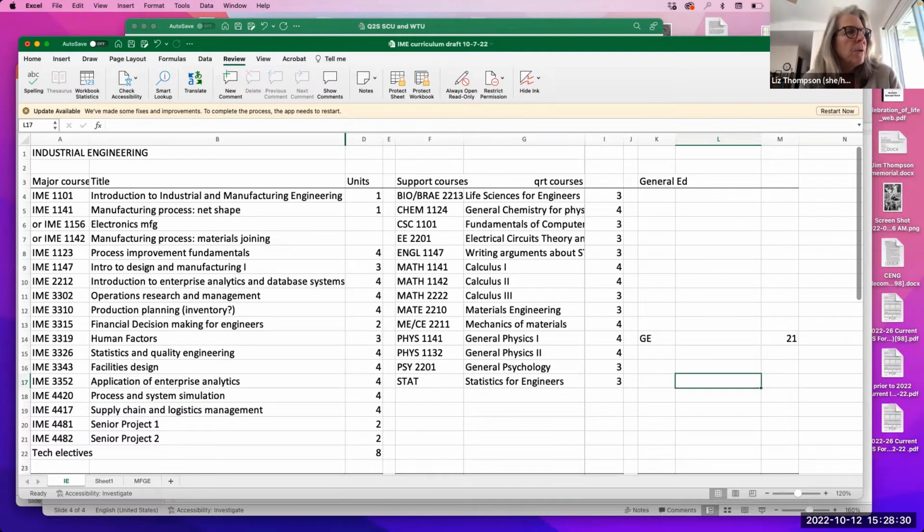ABET also is concerned that we're offering enough math and science and engineering, so we're also trying to track that in the development of the curriculum. But they're not really forward looking. They're not as forward looking as I would hope they would be. ABET isn't.